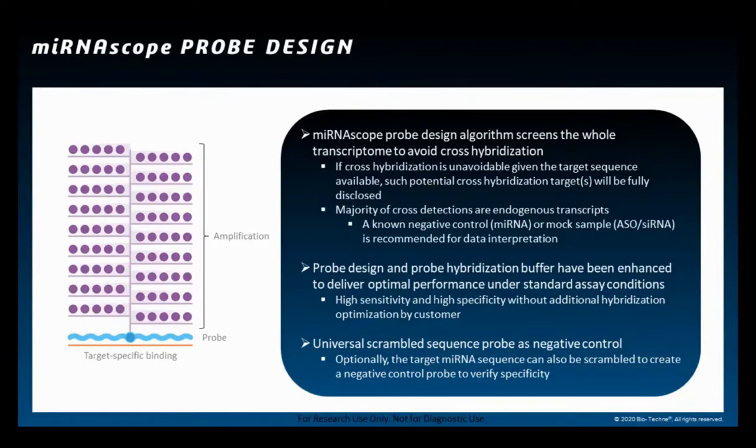In addition to the new probe design strategy, we also improved the probe hybridization buffer to deliver optimal assay performance. Together with these conditions, the miRNAscope assay offers superior sensitivity and specificity without the need to further optimize the target probe hybridization conditions. For the miRNAscope assay, we also offer a universal scramble sequence probe as the negative control probe to evaluate specificity of the assay. Additionally, you could also request a specific scramble sequence to be designed against your smaller RNA.